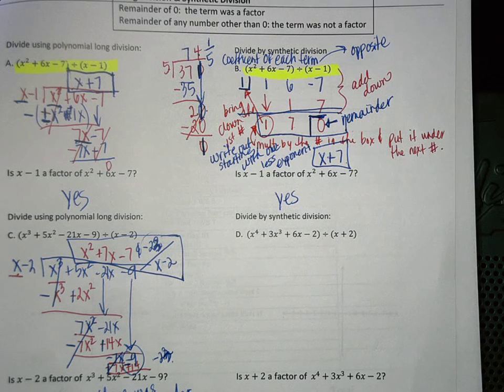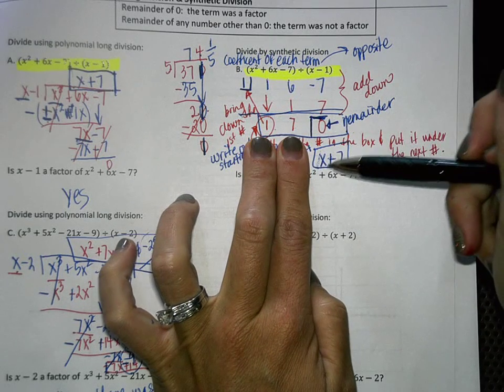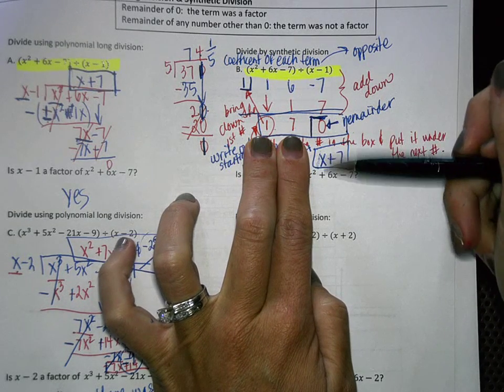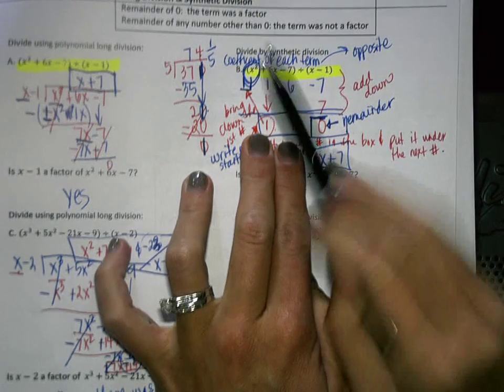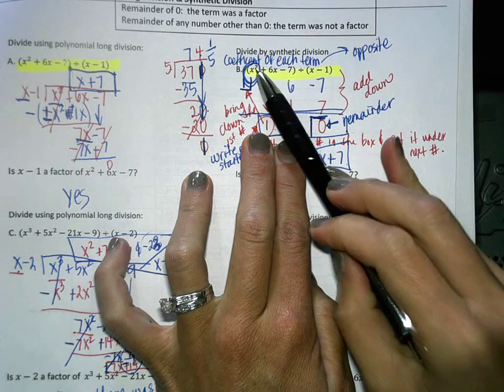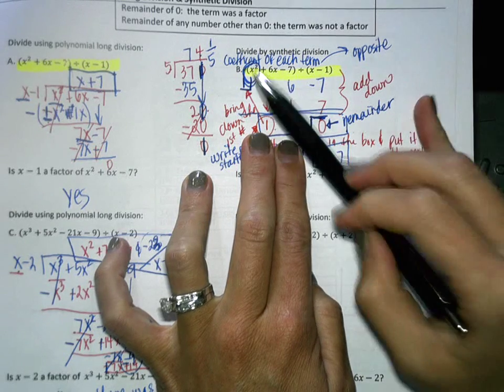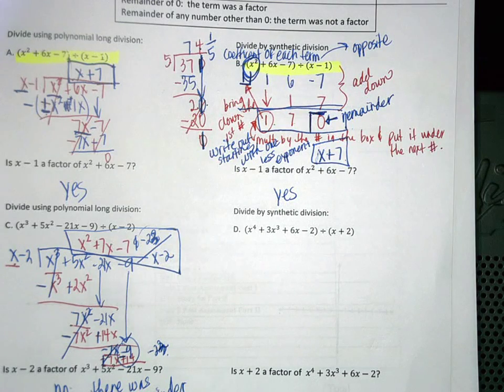Oh, questions first. Yes. See this answer right here? This is really 1x, but I just don't write the 1, and then plus 7. The exponent in your problem originally is x squared. When you're dividing out, you just go 1 less of the exponent. So instead of x squared, I have x to the first, but we just don't write the 1. Other questions?